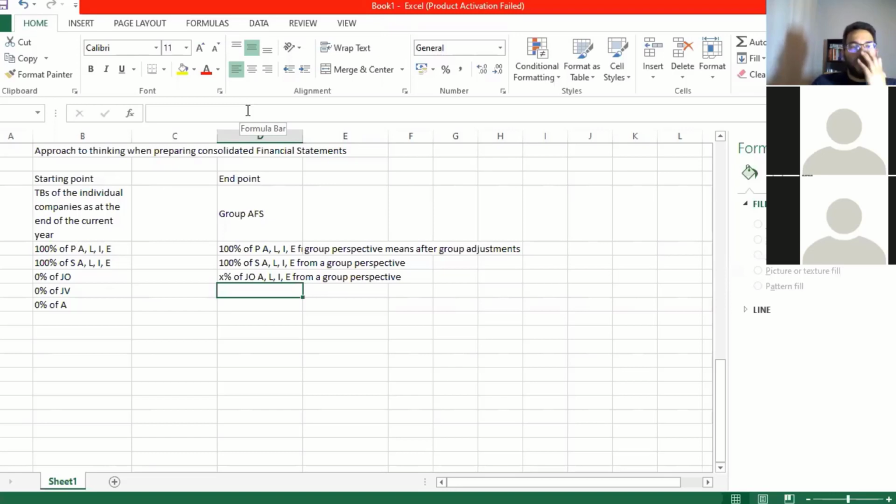Okay? So when it comes to a joint venture and an associate, when you apply equity accounting, you do not want assets, liabilities, income, and expenditure on a line-by-line basis. You don't want that. That is why we start with 0%. It does not make sense to start with 100% and then remove 100%. It makes more sense to start with 0% and only bring on what we want. So what is it that we want? With equity accounting, all that we want is our share of the profits and the investment in associate, the investment in joint venture.